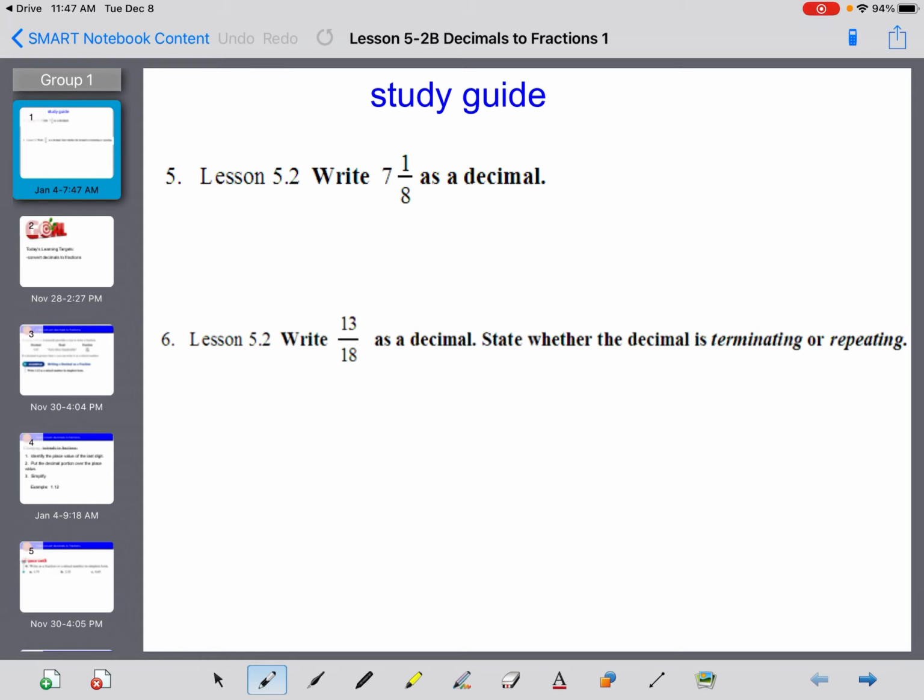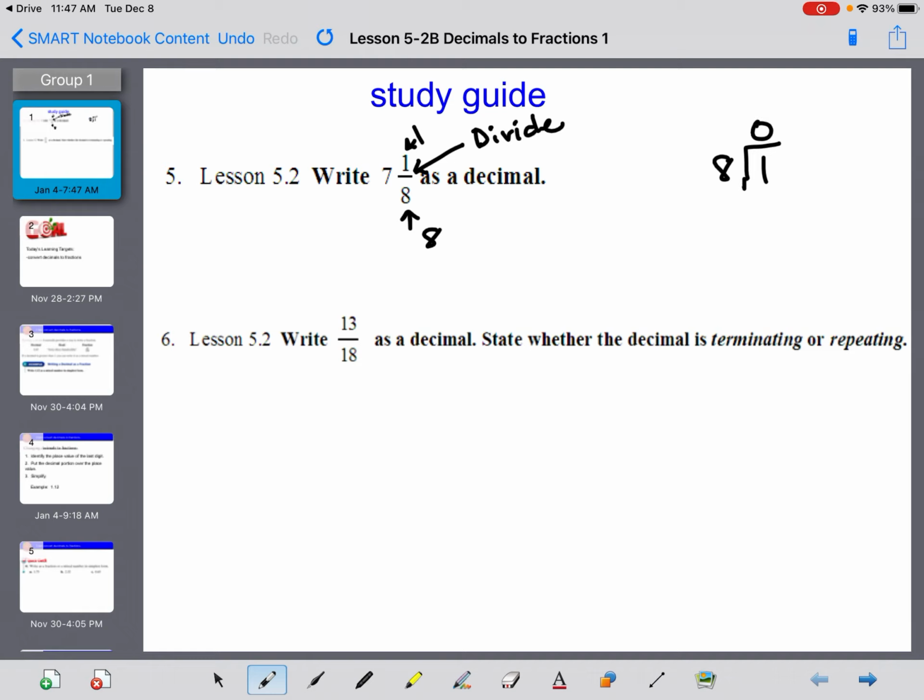You're first asked to write 7 1/8 as a decimal. We know that we take only the fraction portion, 1/8, and convert that to a decimal, and the 7 stays as the whole number out in front. We also learned that the fraction bar means divide. So really, I'm going to take 1 divided by 8. 1 divided by 8.